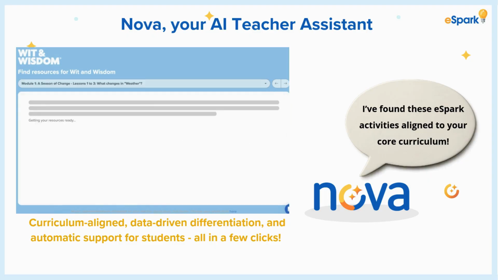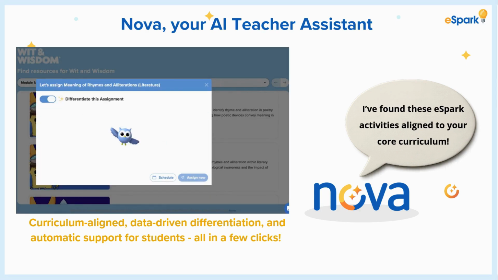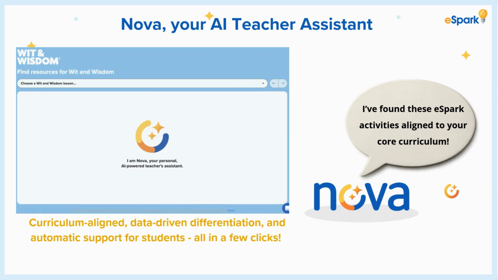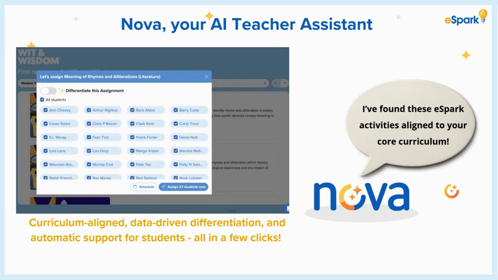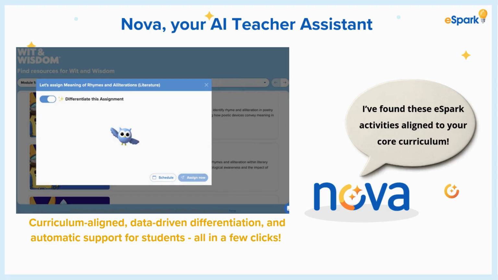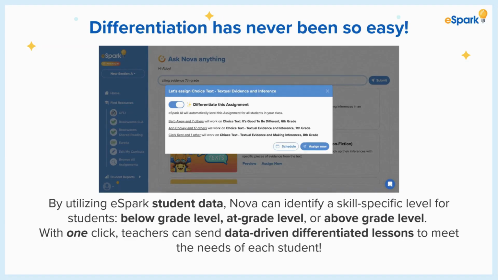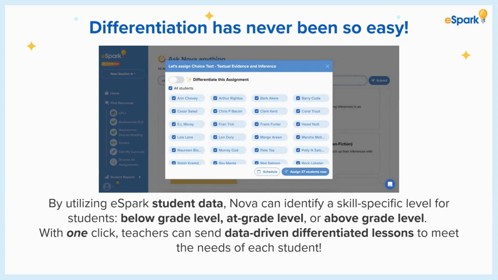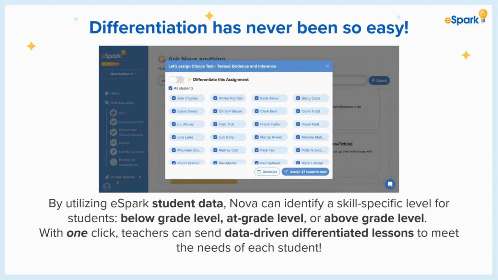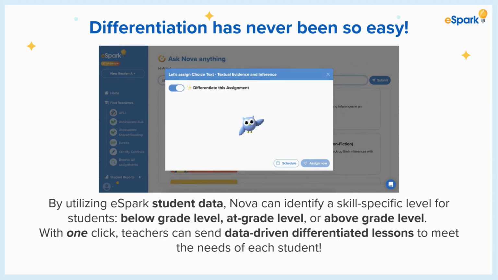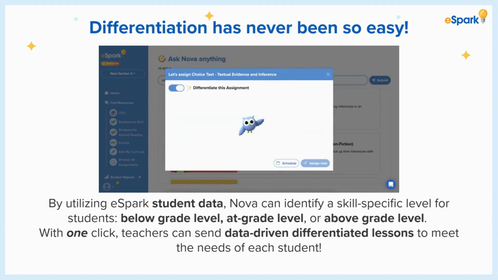With Nova, your AI-powered teacher assistant found directly in your eSpark teacher dashboard, you can find curriculum-aligned, data-driven, differentiated lessons for your students, all in just a few clicks. Differentiation has never been easier with Nova. By utilizing eSpark student data, Nova will identify a skill-specific level for each of your individual students, allowing you to send data-driven, differentiated lessons to students that meet their individual needs.